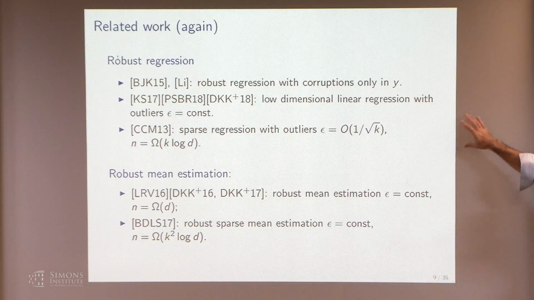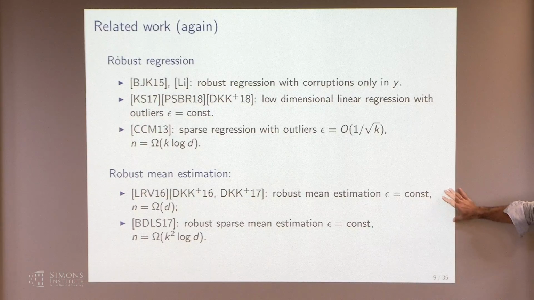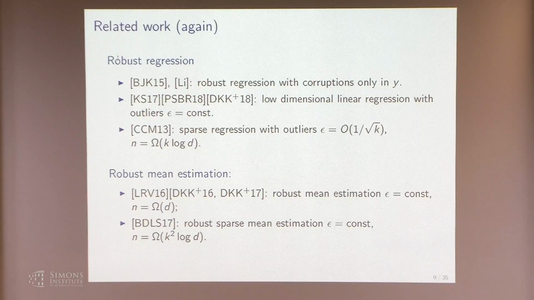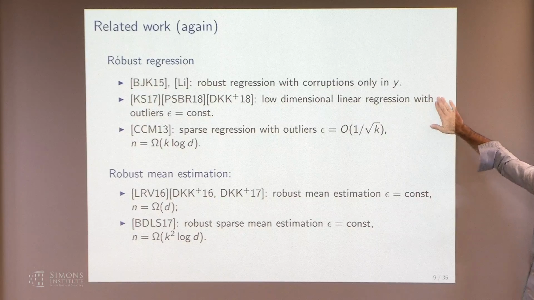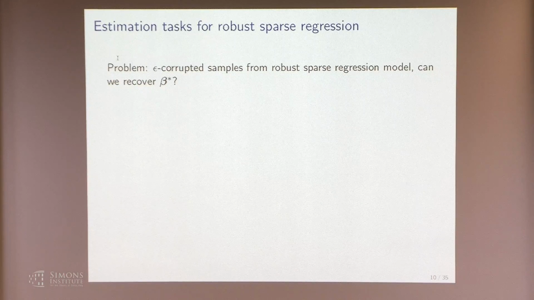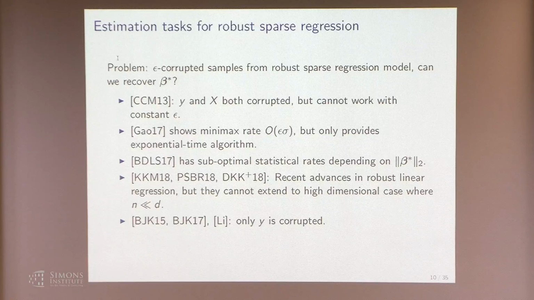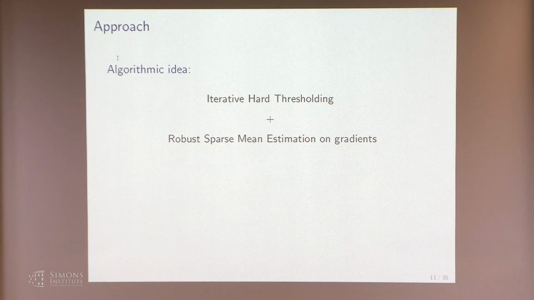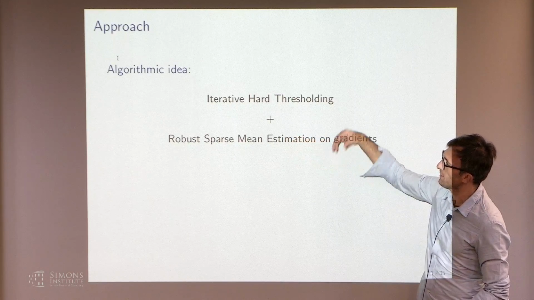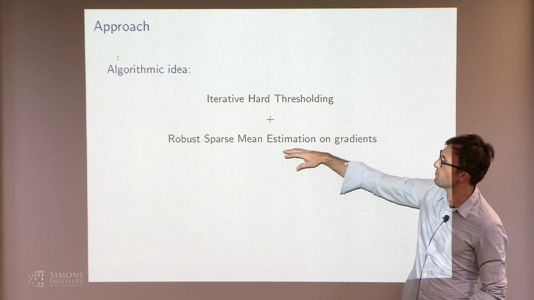On the other hand, the key results that we're going to use come from robust mean estimation and robust sparse mean estimation, and I'll explain how these work, because this is really the enabling technology for what I'll show you, and also for the previous work on the low dimensional setting. Okay, so this is a summary of what we know. Our idea is, since we know how to do robust sparse mean estimation, let's think about an iterative algorithm that can leverage it. This is the main tool.